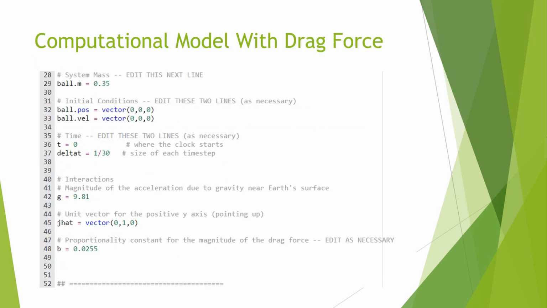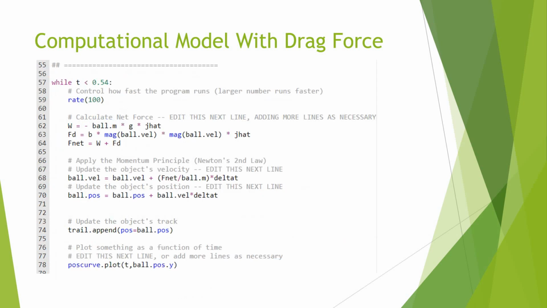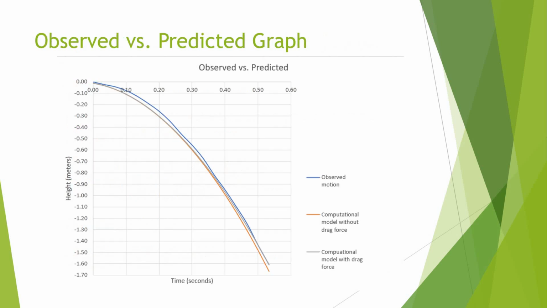An excerpt from the code with the model with the drag force is shown here. A key difference is the proportionality constant is set to 0.0255, a number found through trial and error to see when the computed value is equal to the observed. Finally, another key difference is the net force now includes both the drag force and the weight. It can be seen here how the net force is equal to the difference in weight and drag force.